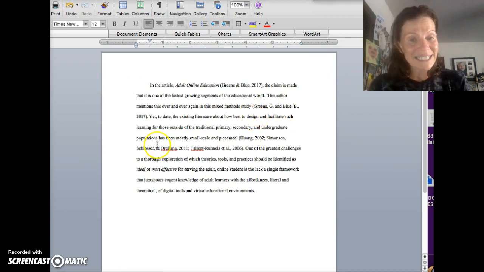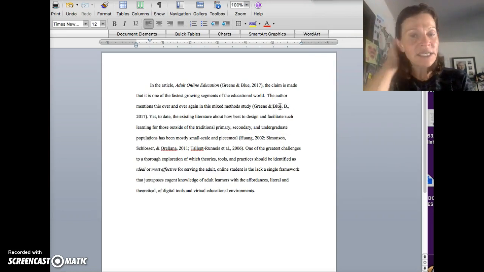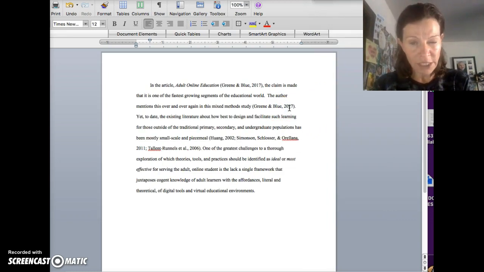Why is this in-text citation wrong? We don't use the word and in the in-text cite, and first initials are only for the reference page. Only for the reference page.